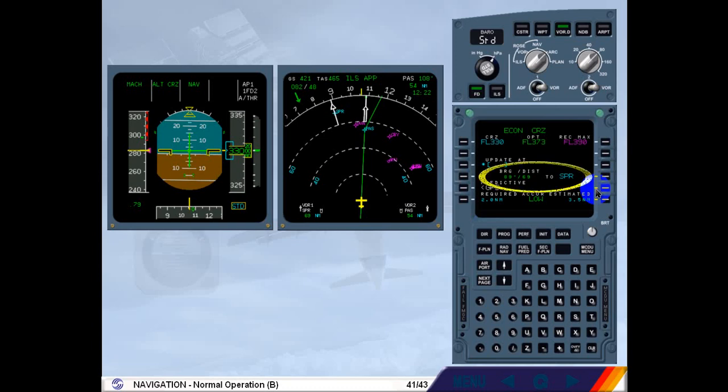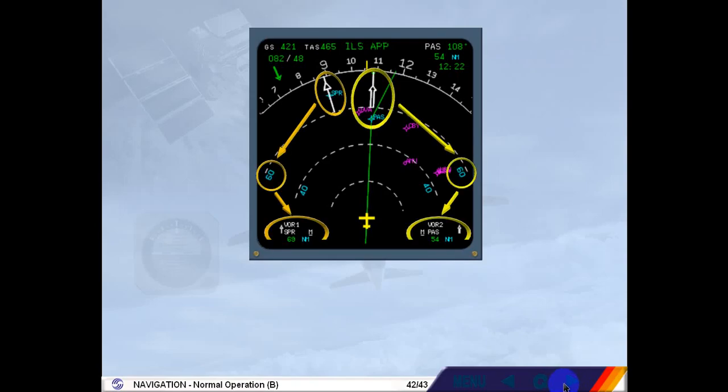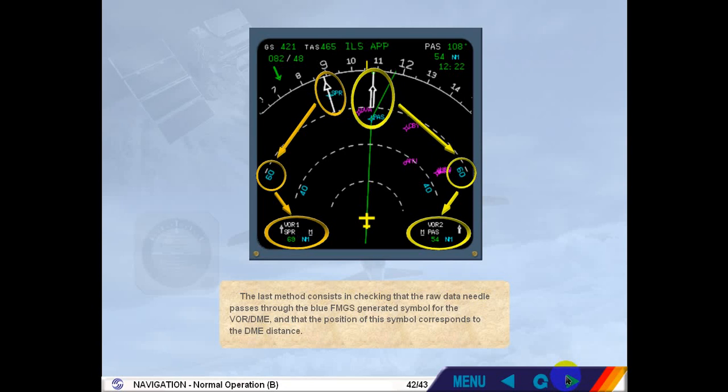We now have on the progress page the computed bearing and distance to the selected nav aid. The distances shown on the ND and on the progress page can be compared. The last method consists in checking that the raw data needle passes through the blue FMGS generated symbol for the VOR DME, and that the position of this symbol corresponds to the DME distance.